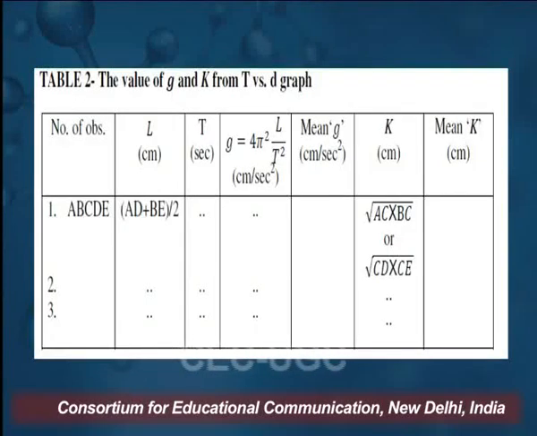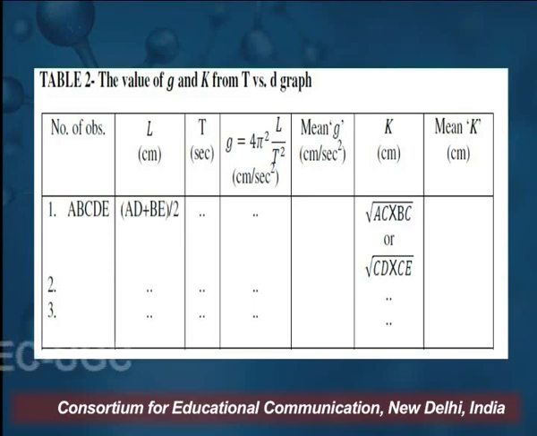Now in the next table, the value of G and K from the T versus D graph. First, when we draw the previous graph, then we calculate this value. As you see on the screen, we draw a number of parallel lines parallel to the x-axis, then L and T we can find out. Then we put the value of G equal to 4 pi square L divided by T square, and then we take the mean value of this.